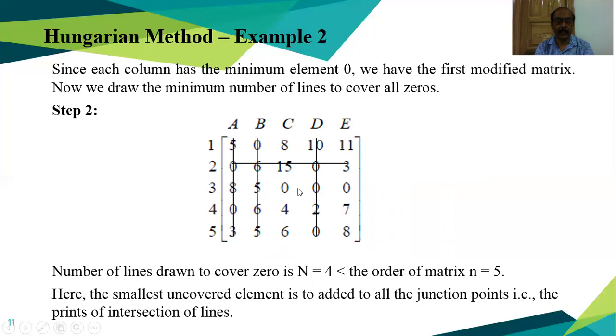Only it is shifted from this to here. So here, see the number of horizontal and vertical lines. How many horizontal and vertical lines are there? 4. And the order of the cost matrix is 5. So n is equal to 4, less than the order of the cost matrix 5. So this is the case of degeneracy. So we have to move to resolve the degeneracy.